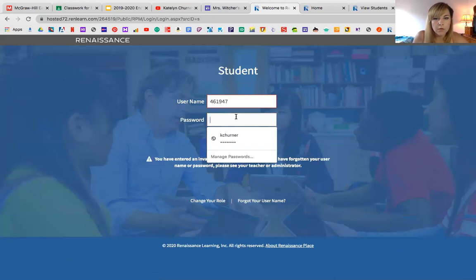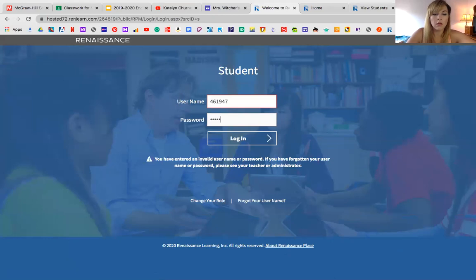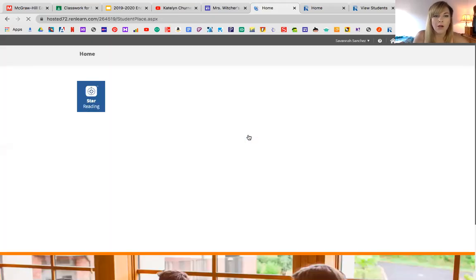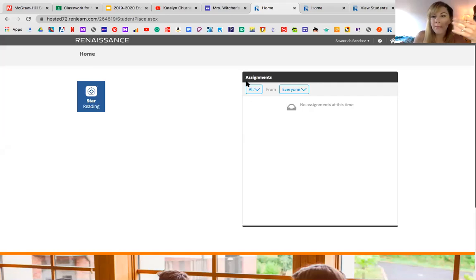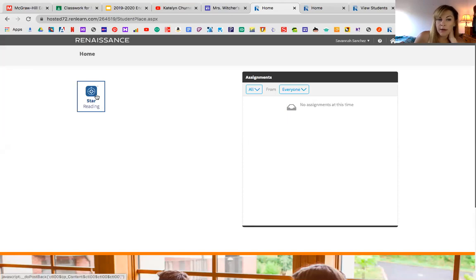What did I do wrong? Okay, perfect. Now, it might pop up if it wants to save your password. You may click yes the first time. The reason why I say that, it's going to ask you to save a password when we put the code in. Do not do that when we get there. You're going to click on STAR Reading right here.